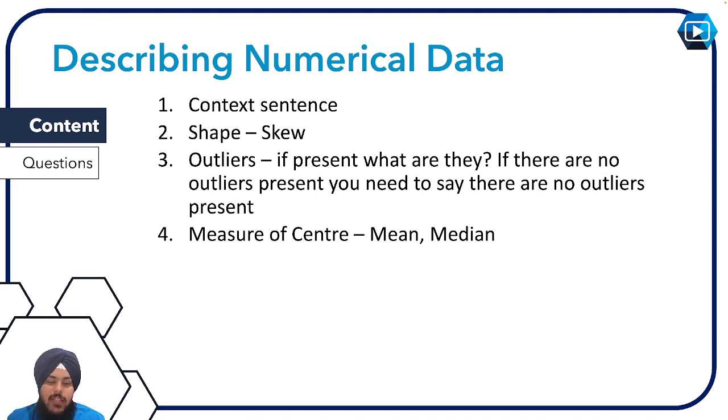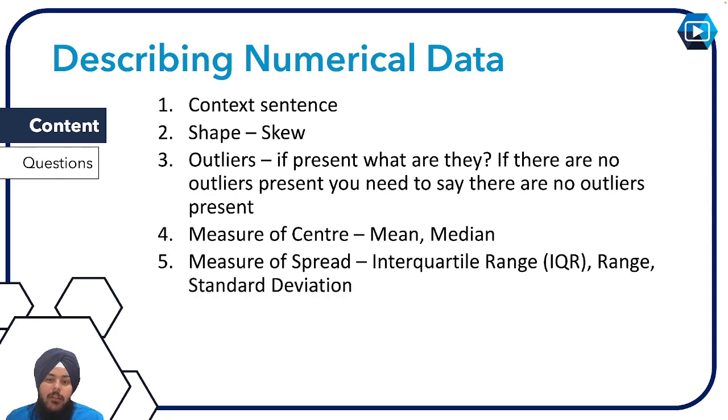Next, we have measures of center. You need to describe your data using the measures of center, either the mean or the median. Depending on whether your graph is skewed or approximately symmetrical, you will use the median. I will preferentially just use the median, regardless of whether my data is approximately symmetrical or skewed. And for measures of spread, you can use the interquartile range, the range, or the standard deviation. Personally, you should always use the interquartile range because, again, it's a resistant statistic. Regardless of whether your data is skewed or approximately symmetrical, the interquartile range will always be a good measure of spread.